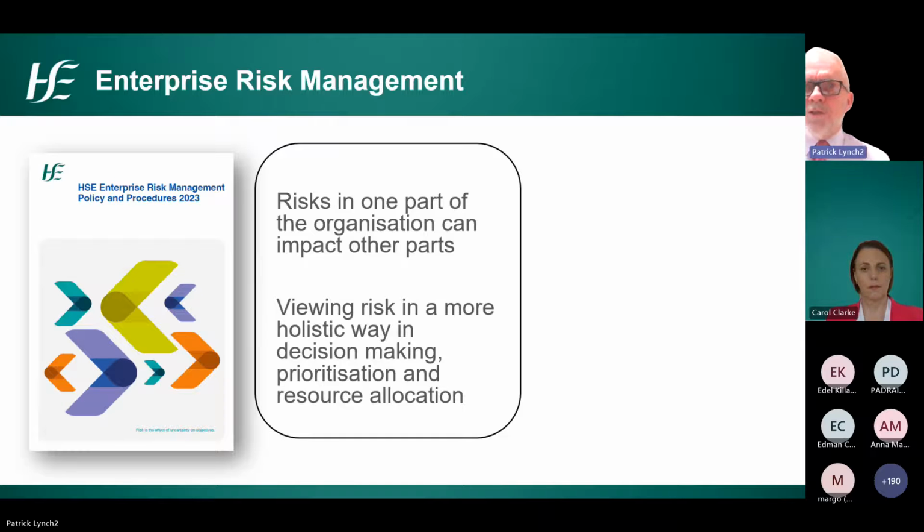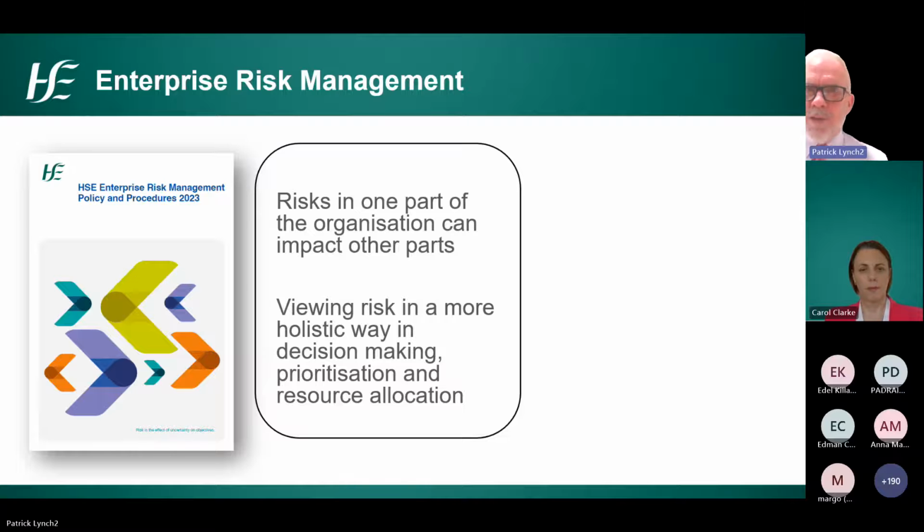So I wanted just to tackle the idea of enterprise risk management. Look, we hear the terms risk management, integrated risk management, and enterprise risk management used a lot. And the HSE's new policy uses the word enterprise. So what is enterprise risk management, or ERM for short?